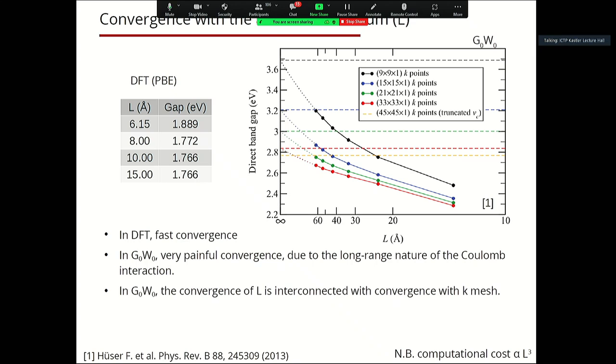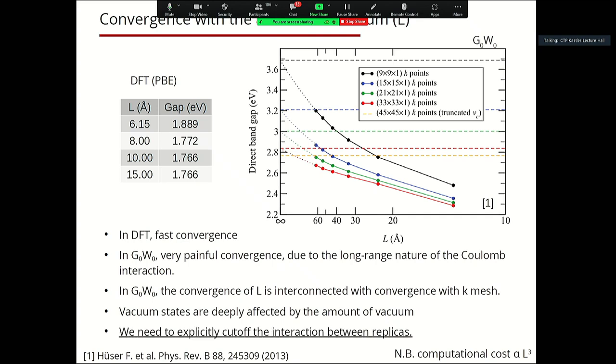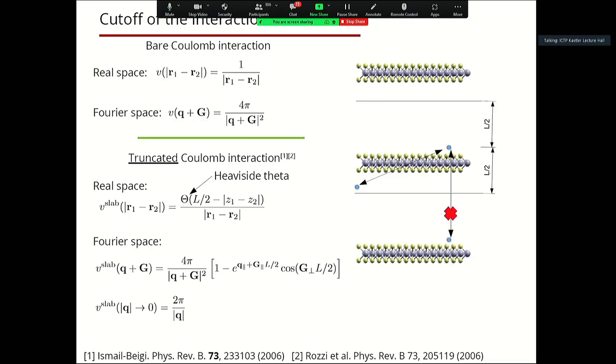And finally, vacuum states are deeply affected by the amount of vacuum. Then you have to keep in mind that all these calculations require a convergence with respect to unoccupied states. So due to this, it is evident that to remove the interaction between the replicas, the strategy of adding a lot of space between the monolayers is not a successful strategy. Then we need to explicitly cut off the interaction. And this is done in this way.